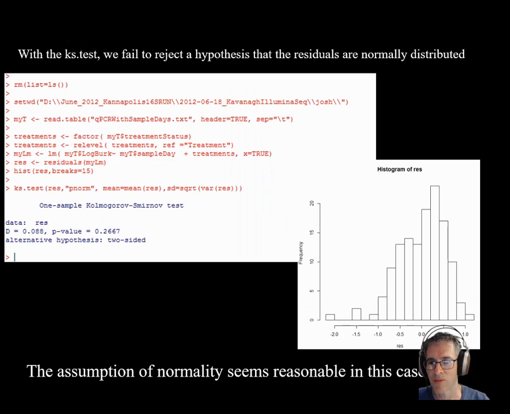And in fact, if we look at the distribution of residuals and just use the KS test to evaluate them, we get a fairly large p-value. So we fail to reject the null hypothesis that the residuals are normally distributed. So this assumption of normality seems reasonable in this case.